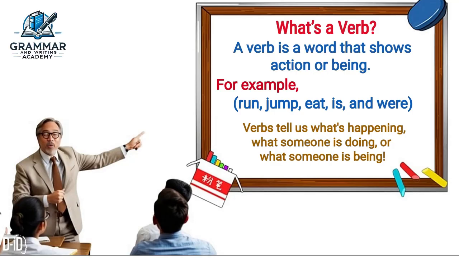First, let's remember what a verb is. A verb is a word that shows action or being. For example, words like run, jump, eat, is, and were are all verbs. Verbs tell us what's happening, what someone is doing, or even what someone is being.